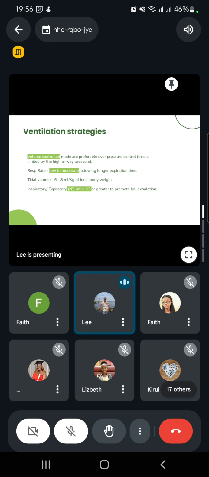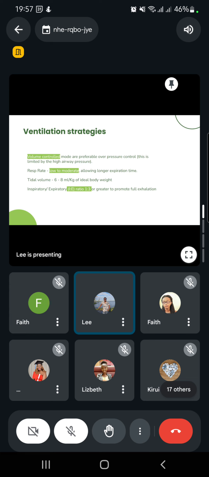Your ventilator strategies, you need to have volume control mode. This is the most preferable over the pressure control, which is limited by the high airway pressure. If you consider the fact that your airways are narrowed, you're trying to get a standard volume of air within a narrowed airway, the pressure is going to be higher. The pressure is measured on the machine. So that higher pressure within the airways is back translated through the circuit all the way to the machine. The machine picks up and says, okay, the pressure is high at this point.